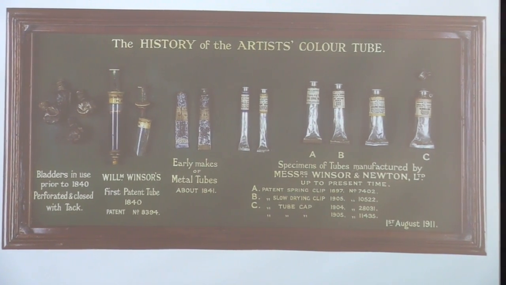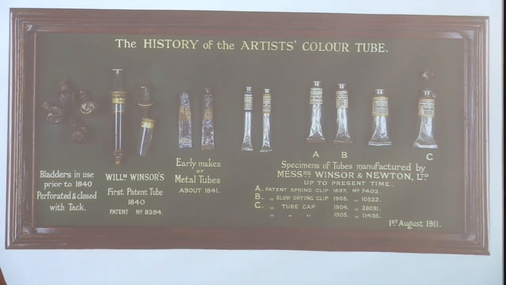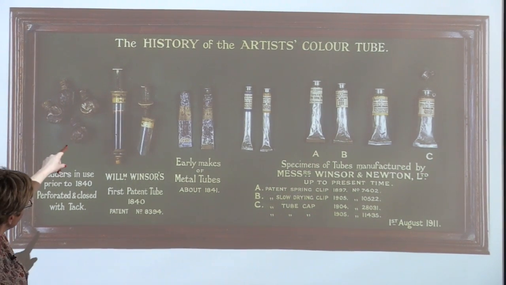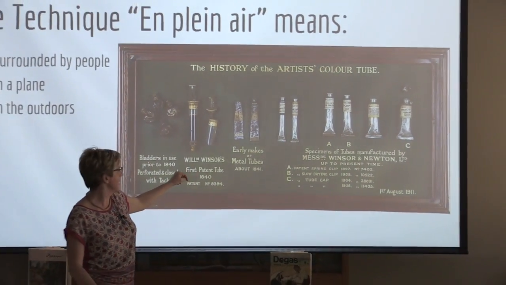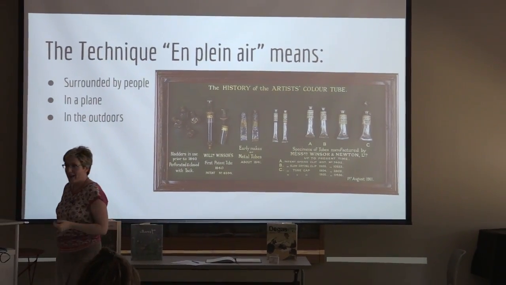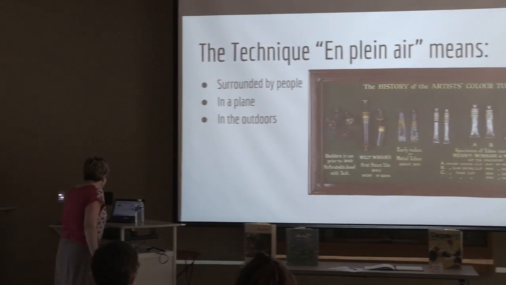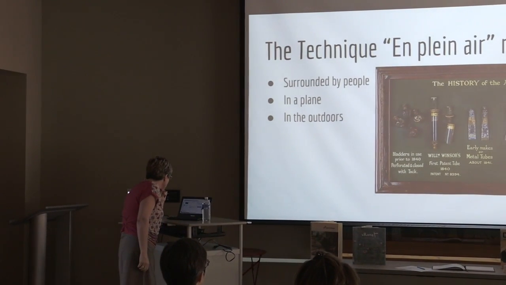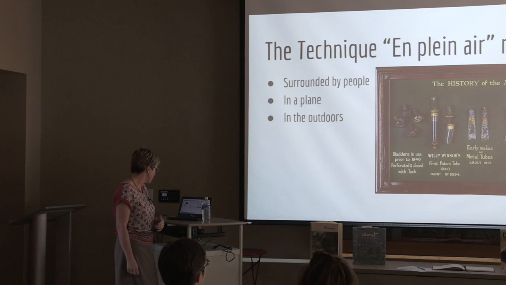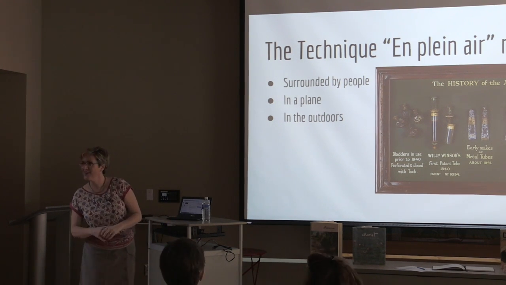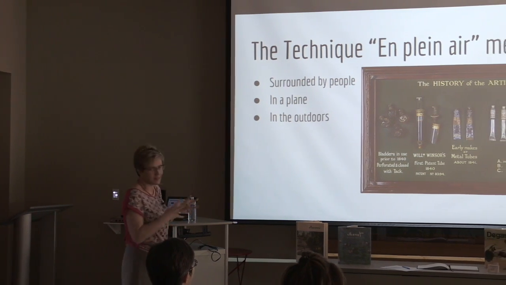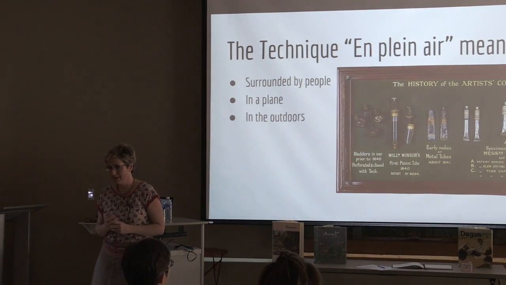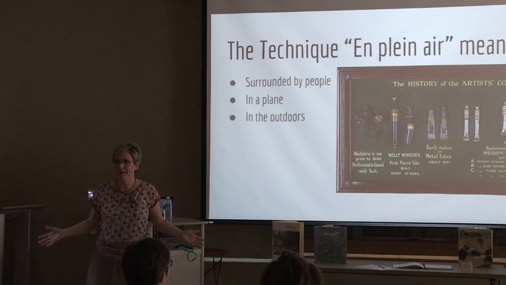Then someone started changing and inventing something. And then they started to have some syringe. But then this American guy, let me remind you the name of this guy. His name is John Goffe Rand. So John Goffe Rand invented the first metal tube paint. And so now they could go outside.